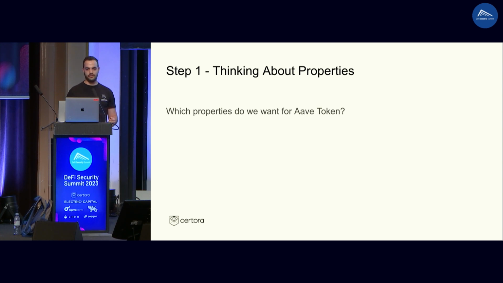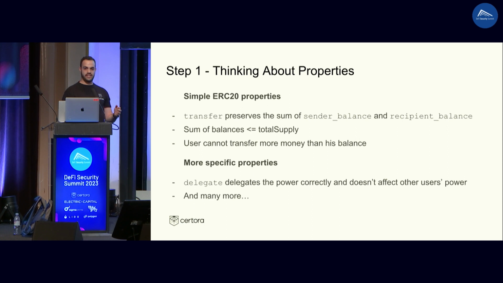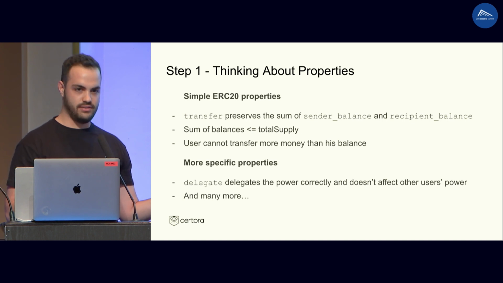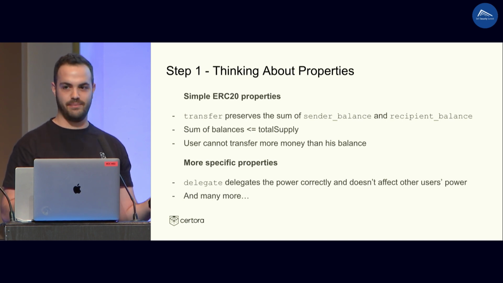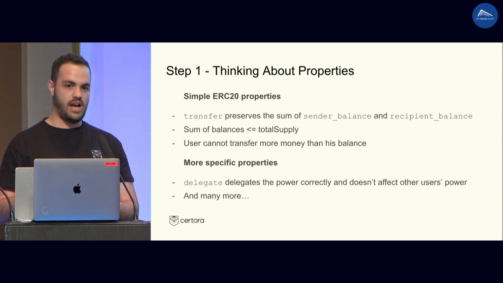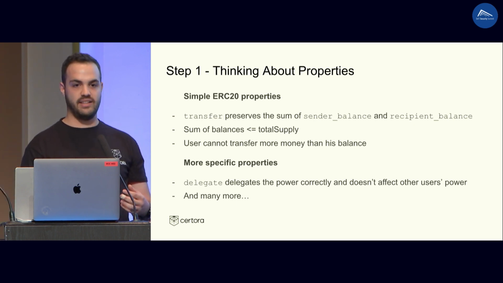Okay, yeah. So first, before we start writing properties, we need to think, what do we even want the code to have? What properties do we need? And as Ernesto said, it's an ERC20. So first, we will need some simple ERC20 properties. For example, the transfer function, as in any ERC20, we would expect it to preserve the sum of the balances of the sender and the receiver.